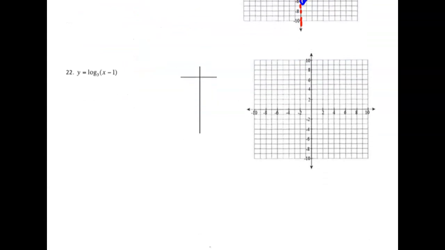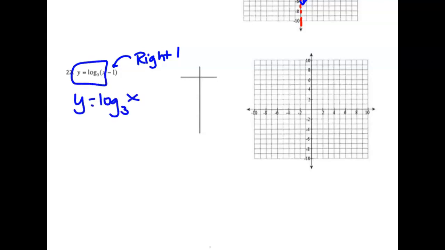All right, for our last example, we do have one little translation here. We have x minus 1. That's an h value, which means we are going left and right. Because it's x minus 1, we are going right 1. So we are going to start with the parent function, y equals log base 3 of x. And we're going to make our table of values for that. We have to convert it into its exponential form to make this easier to graph. So 3 to the y would equal x.